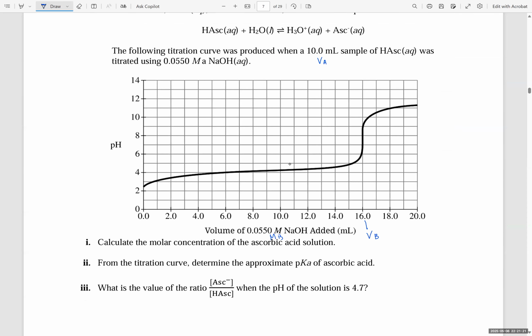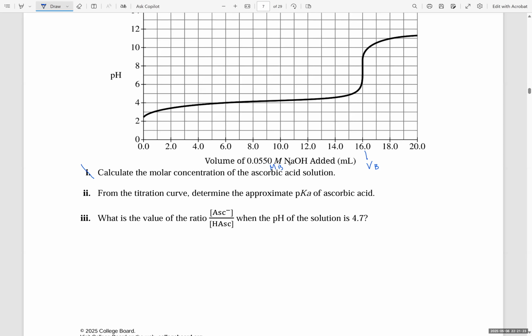All right, B-I is done. Let's look at B-II. From the titration curve, determine the approximate pKa of ascorbic acid. I don't know about you, but as an AP Chem teacher, I've been drilling this into my students. On a weak acid, what do we know? pKa is equal to pH at the what point? Halfway to equivalence point, right? So equivalence point is 16, so therefore halfway point would be 8. And if you go to 8, this is the halfway point, and here our pH would be exactly equal to the pKa.